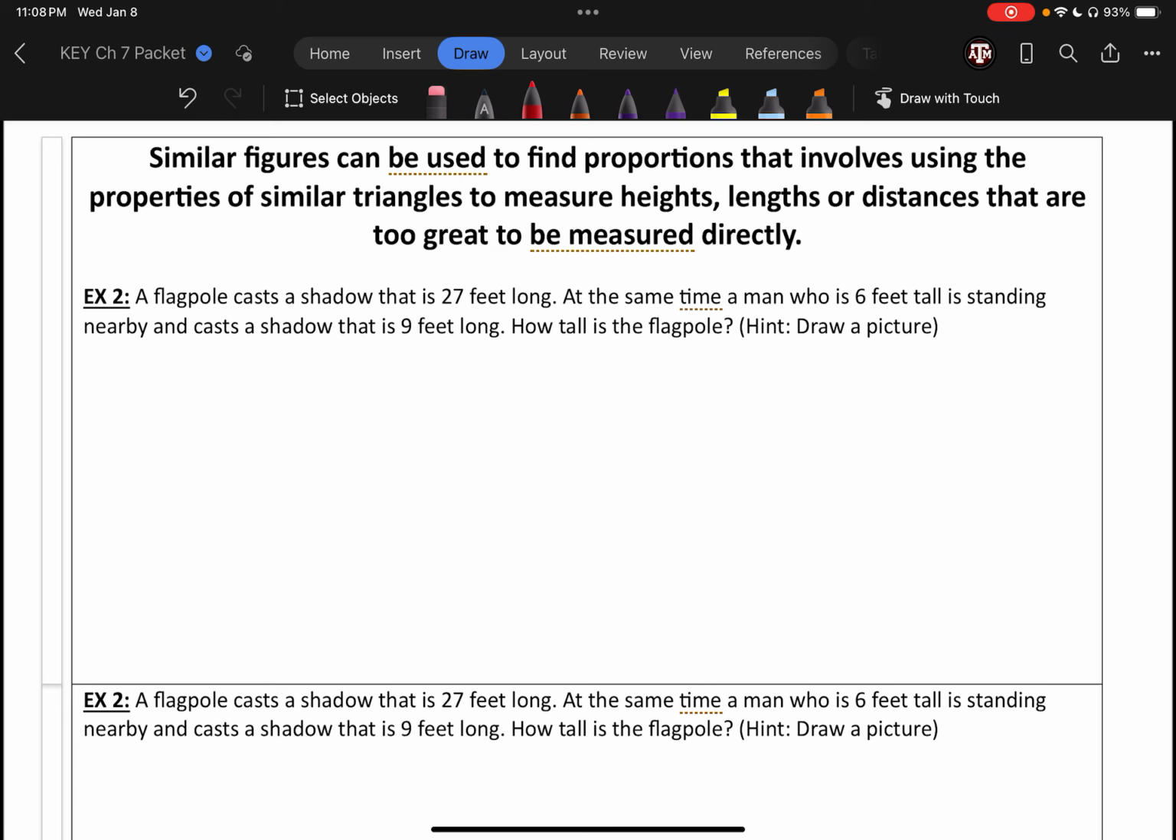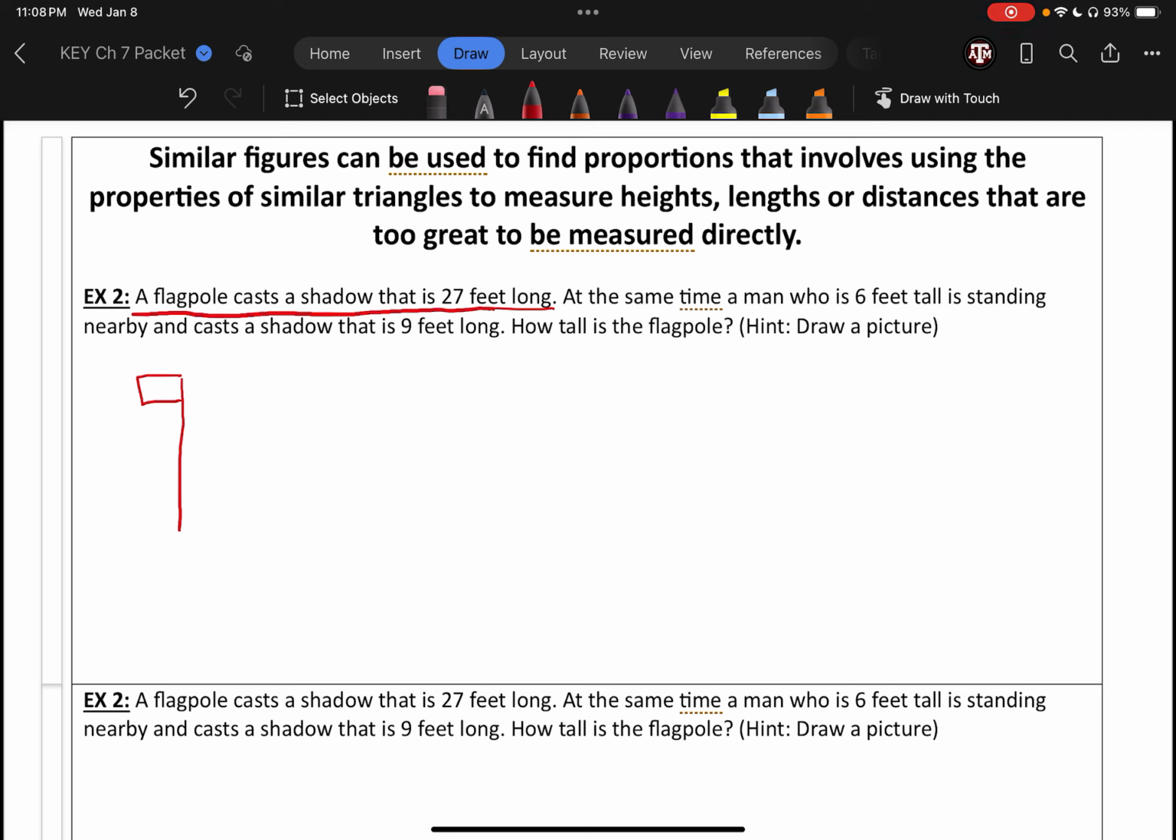How tall is the flagpole? These word problems are going to make a lot more sense if we draw a picture. So I'm going to break this up into chunks. First thing that I see here is a flagpole casts a shadow that is 27 feet long. Doesn't have to be fancy, but here is my flagpole.